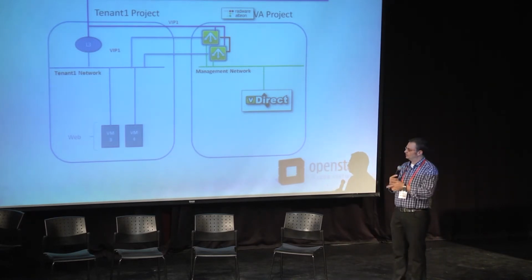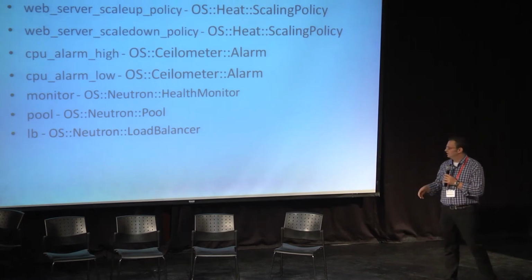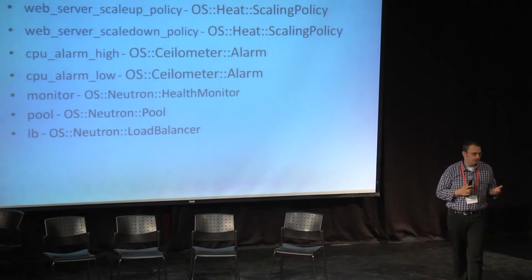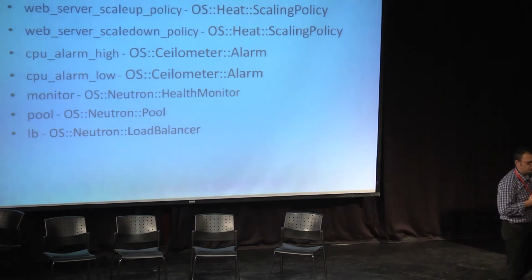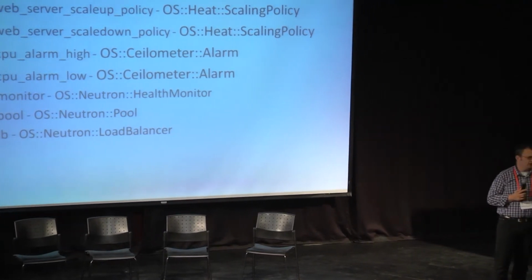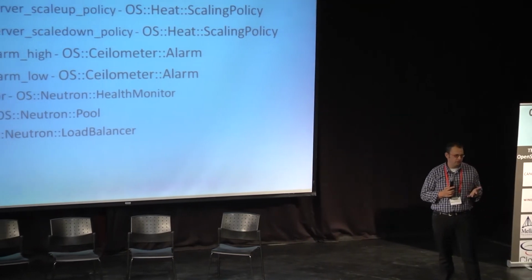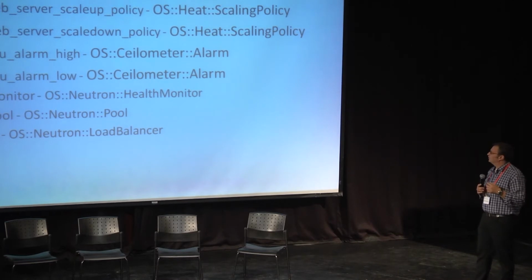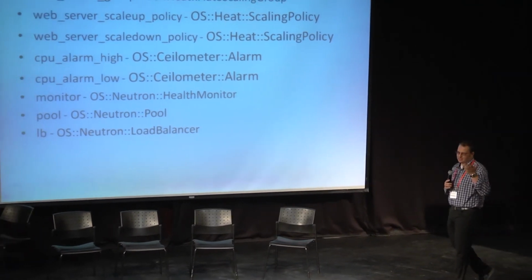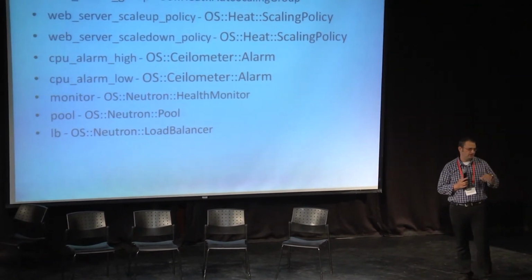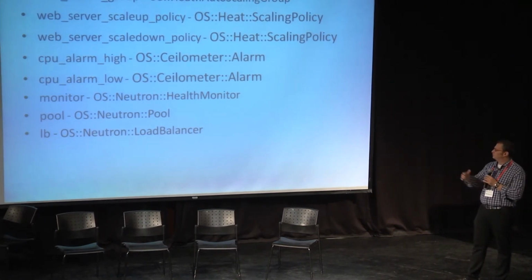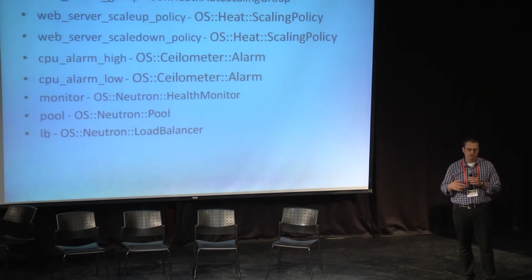The construct in Heat is that you have the capability to define the conditions where an alert is raised, for example, based on CPU loads, which are consumed from Ceilometer. Then you can define the scale up and scale down policy, meaning in that case, adding a VM and removing a VM. And then you also specify the initial configuration of the load balancer for the initial deployment.